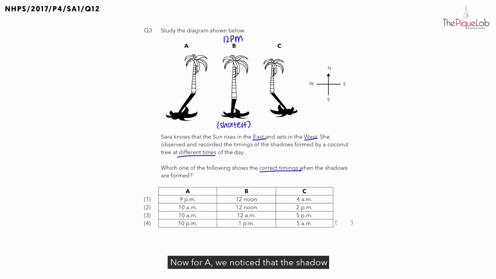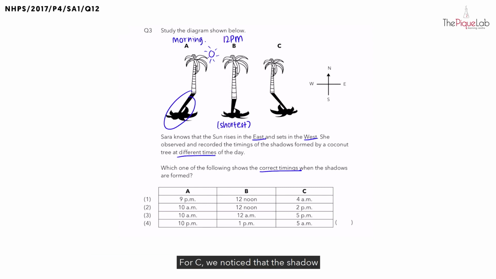Now for A, we notice that the shadow is tilted towards the left. So the trick is to know that if the shadow of the tree is cast on the left, the light source, which is the sun, must have been shining on the right, the opposite side. So if the sun is on the right, it means that the sun is rising from the east towards the highest point in the sky. This means that shadow A must have been formed before 12 p.m. and must have occurred in the morning.